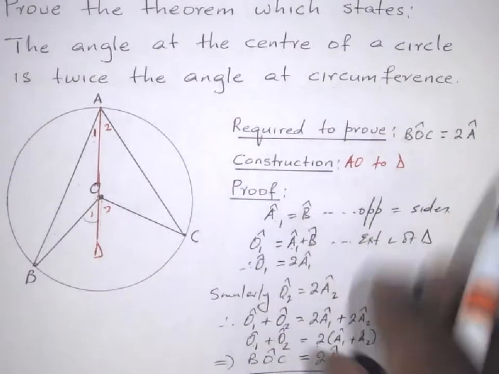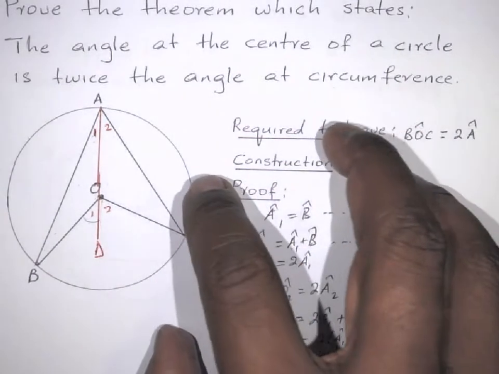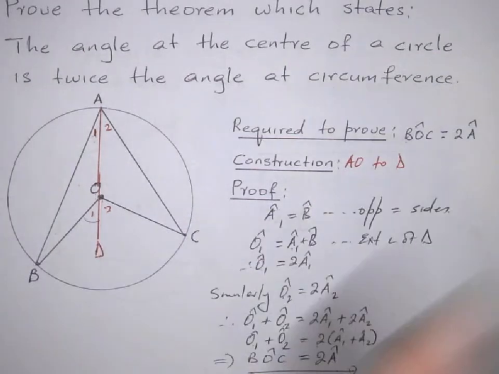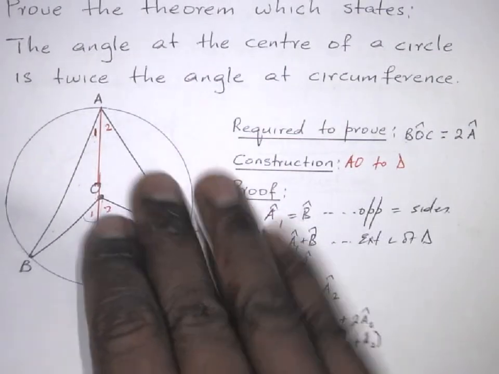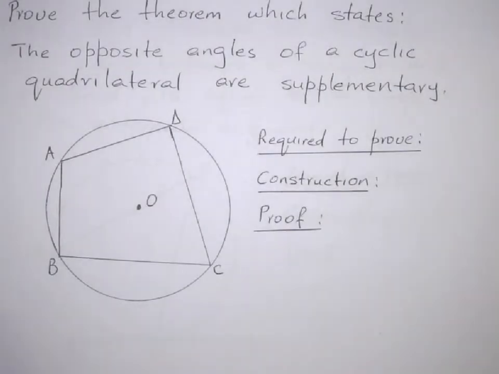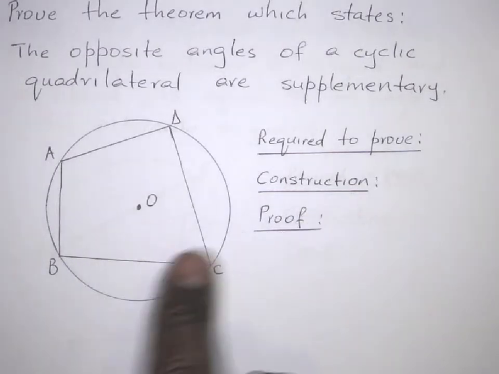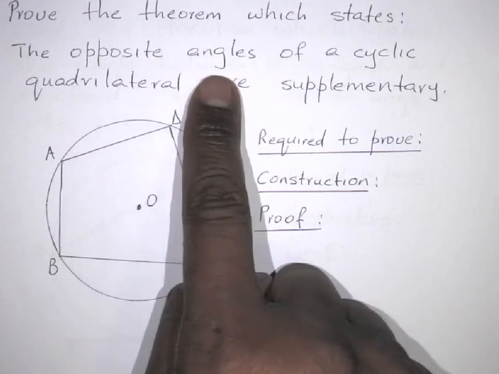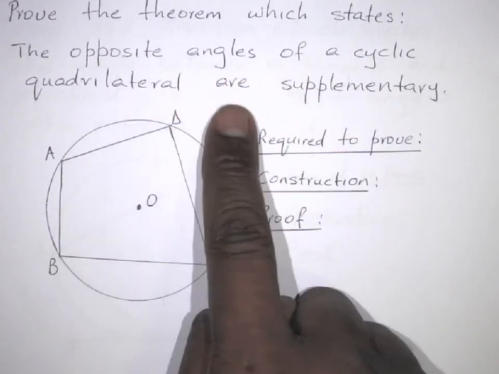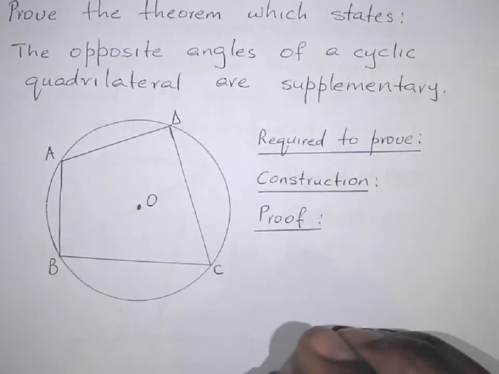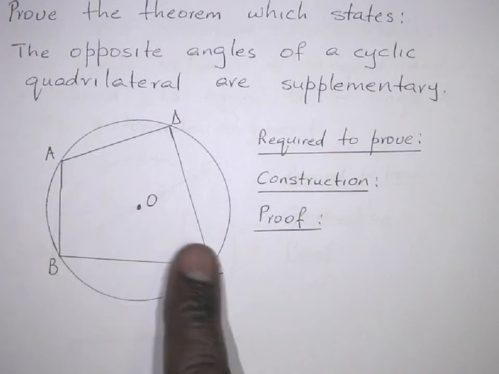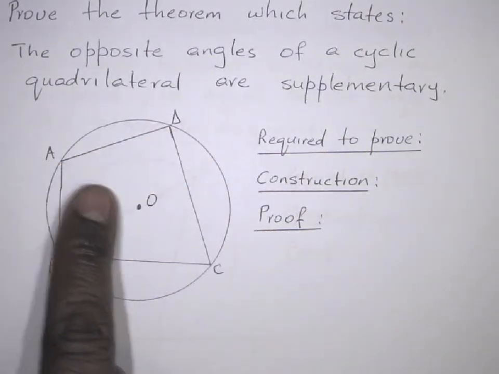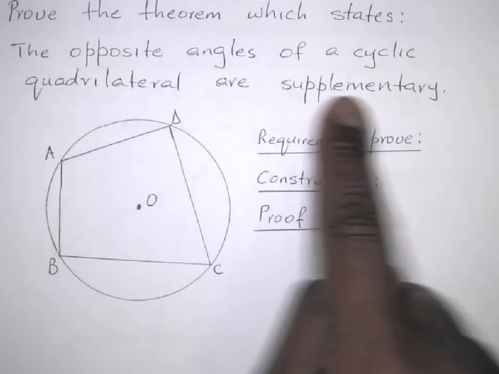You will also get a chance to prove these two on your own from the past papers, and also prove on your own these other two theorems. For instance, the other one says prove the theorem which states the opposite angles of a cyclic quadrilateral are supplementary. Because this is a cyclic quad, there are 4 corners, you must prove that these two angles are supplementary.